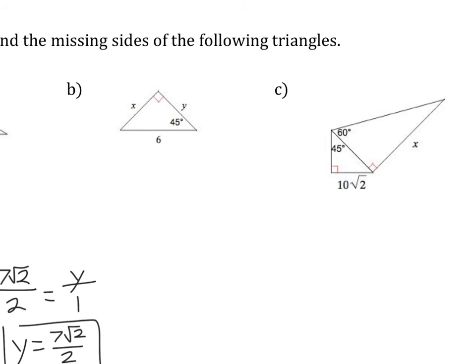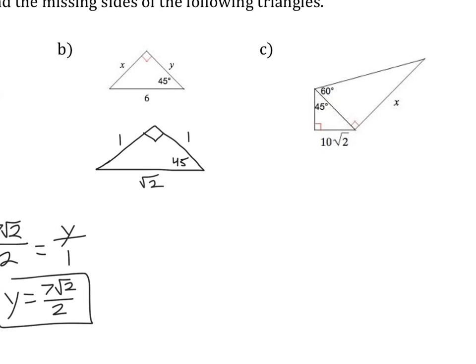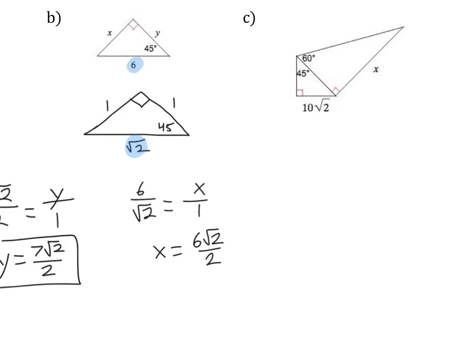Okay, so here, notice that we have a 45, 45, 90. So we're going to draw our own, and again, try to match kind of the general shape and orientation. And remember, we do 1, 1, and then the hypotenuse is root 2. So the only side that we know for both is the hypotenuse, so that's kind of our baseline ratio. So we can say 6 over root 2 should equal x, which corresponds with 1. So x equals 6 root 2 over 2, which is 3 root 2.